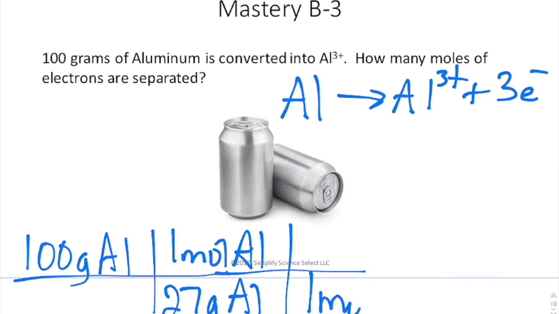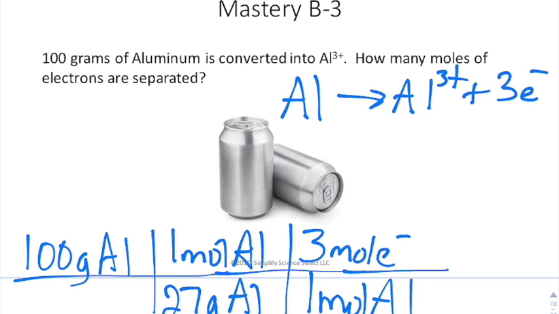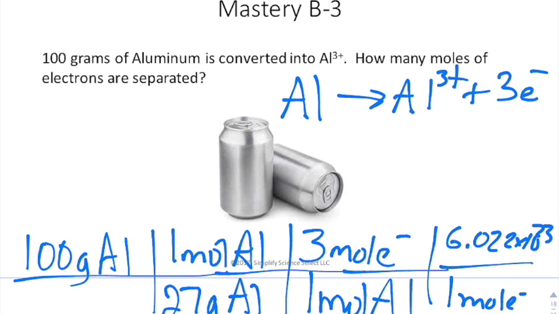Every 1 mole of aluminum, you lose 3 moles of electrons. At that point, you could stop the calculation if that's what it was asking for. So if it wants you to answer in terms of moles of electrons, that would work. But if it doesn't, then you could go from there and you could say 1 mole of electrons, and you should know that 1 mole of electrons is 6.022 times 10 to the 23rd from Unit 1. At this point, you would multiply and divide, and you would get your answer for the number of electrons that you would separate out.